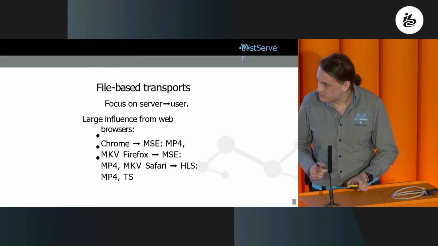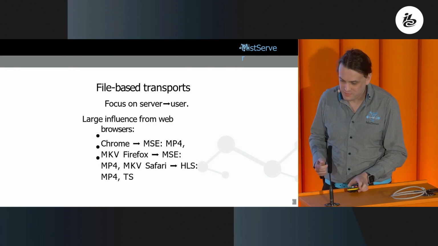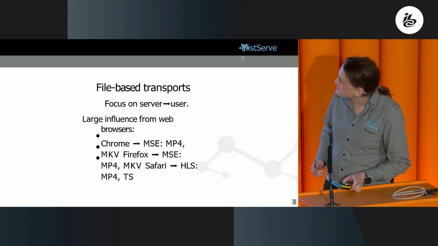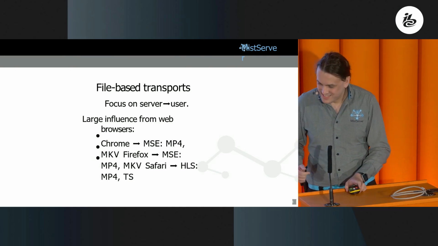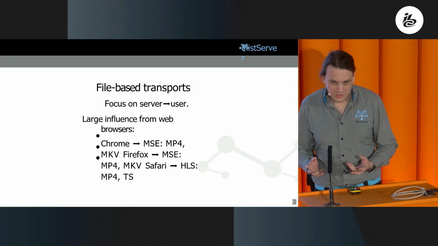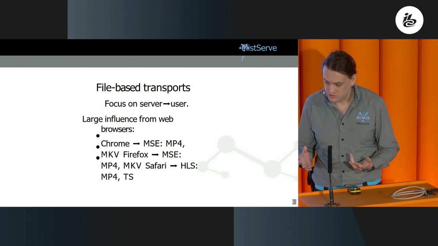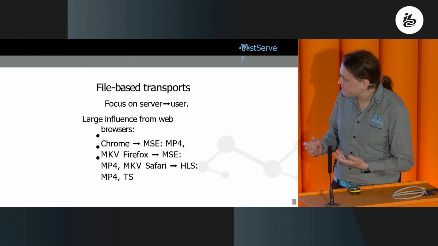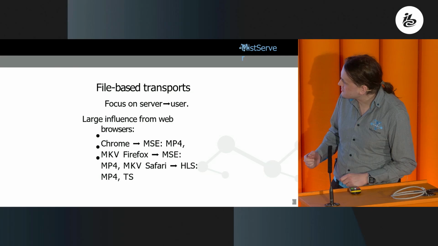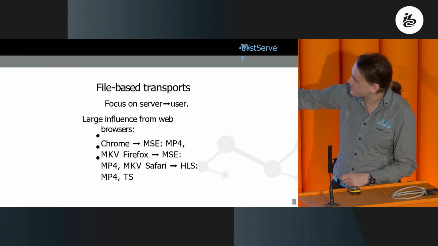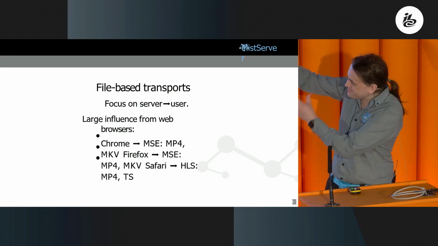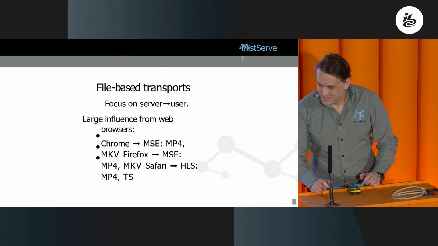So let's go with the file-based ones first, because there's less of them, so it's easier to explain. And I see that this did not render well. Oh well. So these mostly focus on server to user. And they have their biggest influences from browsers. And there are effectively 3 browsers these days, and I'm very sad this didn't render well, but that's supposed to say Chrome, Firefox, Safari. That is supposed to align better.